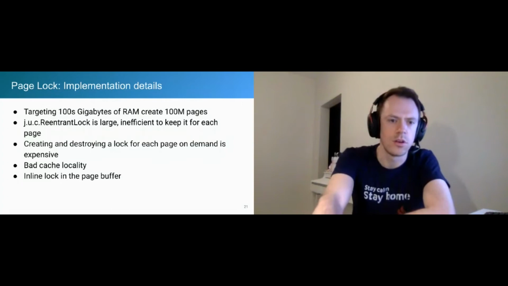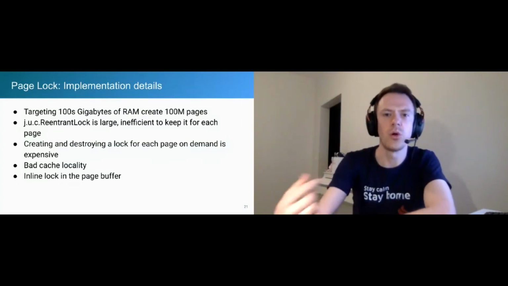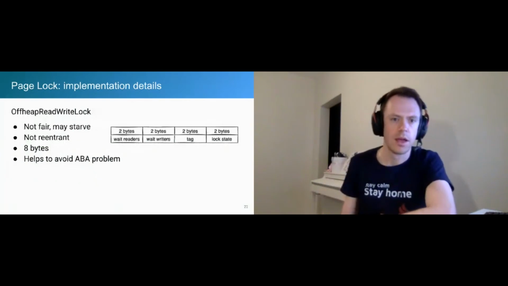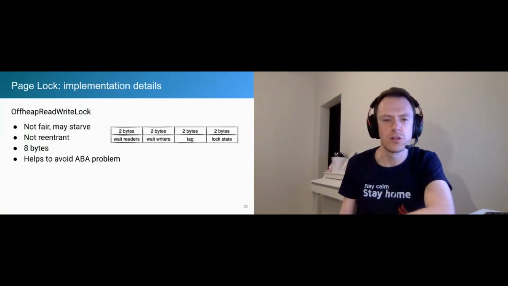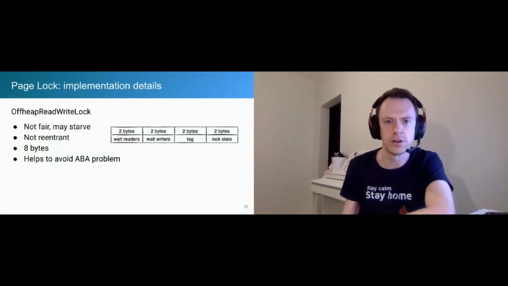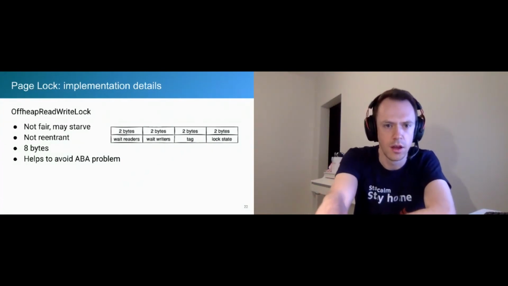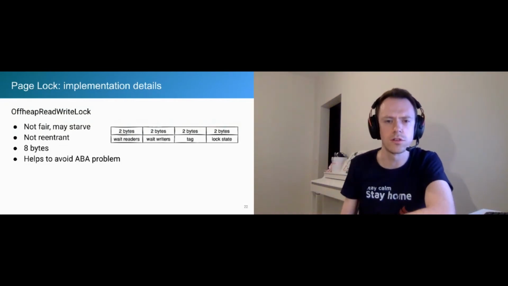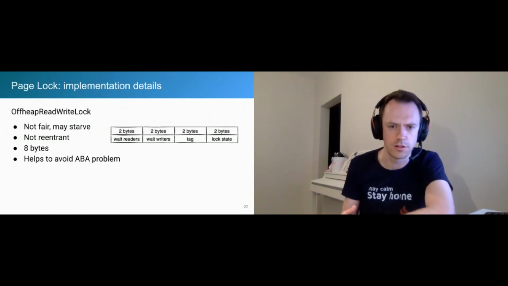So what we decided to do is to inline the log itself in the page buffer. And of course, this is not a full-fledged reentrant log, but still it provides all the necessary infrastructure to implement the ARIES architecture. The log itself consists of 4 fields, 3 of which are quite generic and common for logs. They hold the number of currently waiting readers, the number of currently waiting writers, and the log state itself. It can be in shared acquired state or in exclusive acquired state.